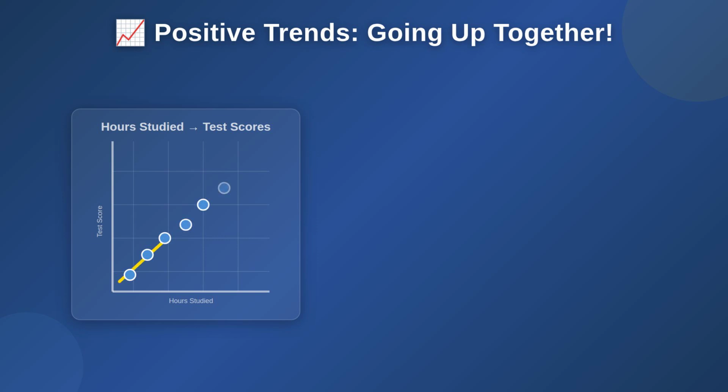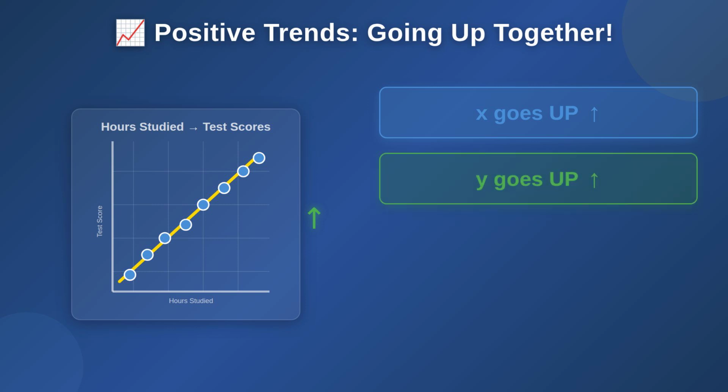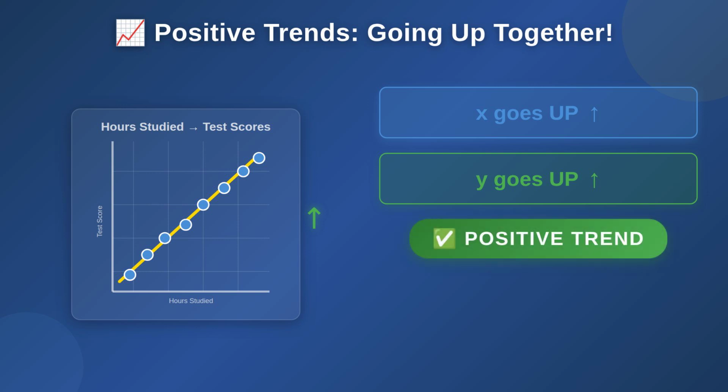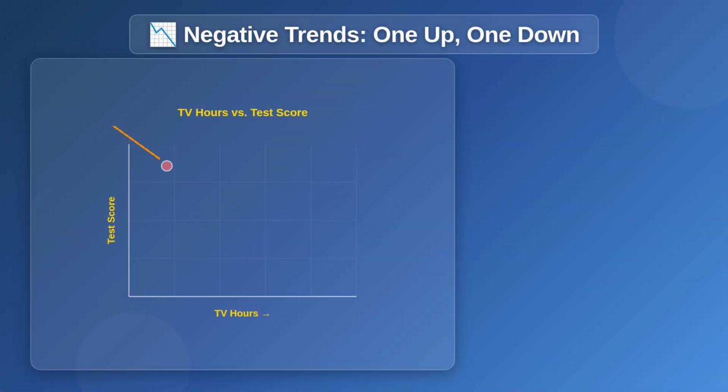Look at Maya's dots. They travel from the lower left all the way to the upper right. This pattern has a name, a positive trend, also called a positive correlation. It means that as one variable goes up, the other goes up too. More hours studied leads to higher test scores. Here's an easy way to remember it. Think of a thumbs up. When both values rise together, it's positive. You'll see positive trends everywhere in real life.